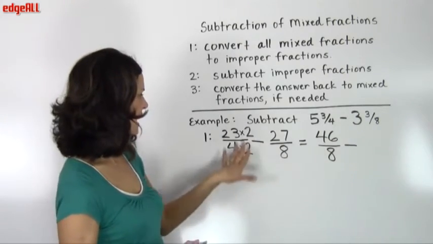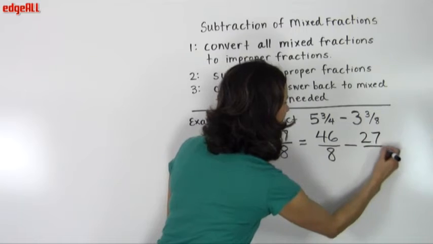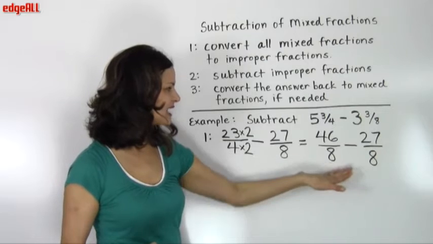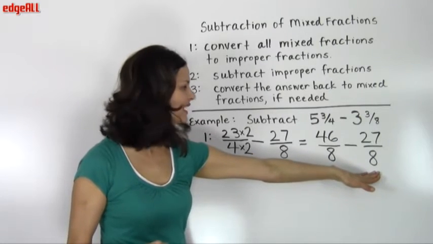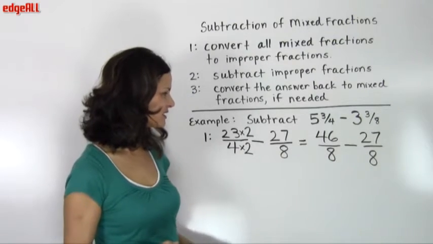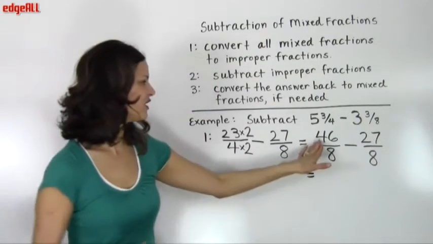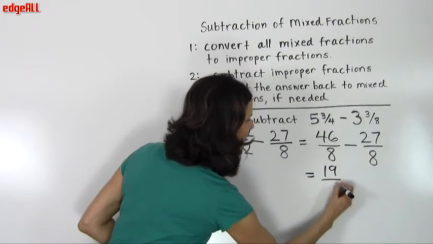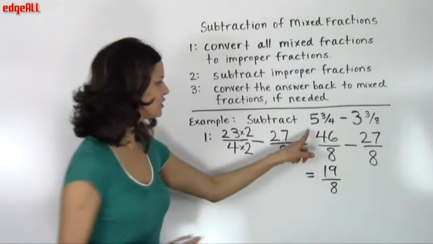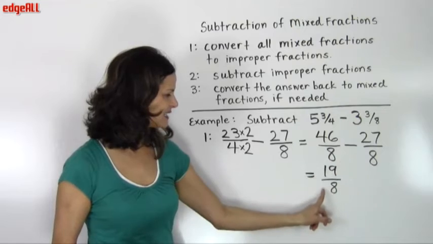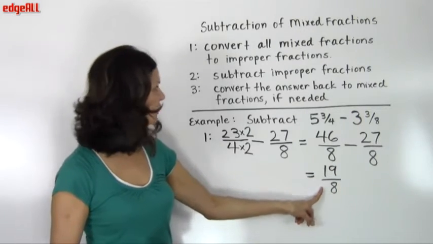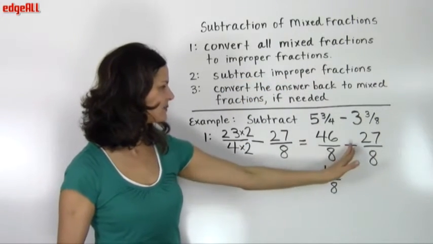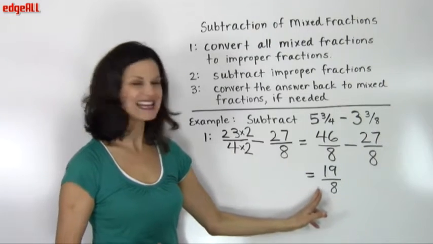So we have 46/8 minus 27/8. Now that we have rewritten this problem with common denominators, all we need to do is subtract our numerators. So we're simply left with the problem of 46 minus 27, which equals 19. And we're going to place the 19 in the numerator with our common denominator of 8 staying in our denominator. So now we've completed step 2 of subtracting the improper fractions. 46 eighths minus 27 eighths equals 19 eighths.